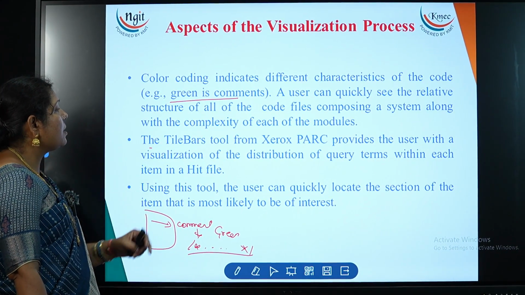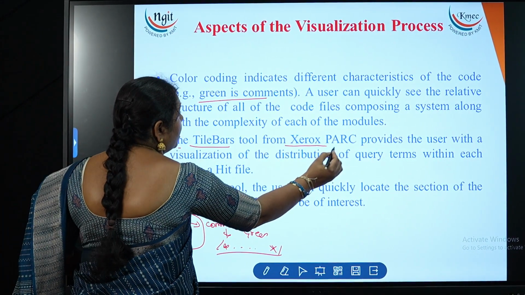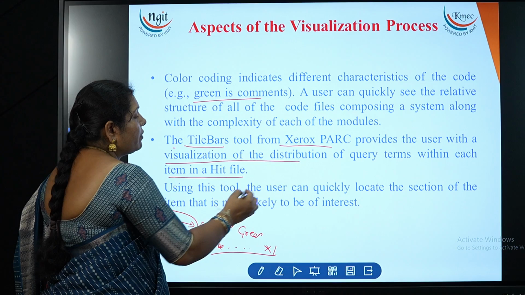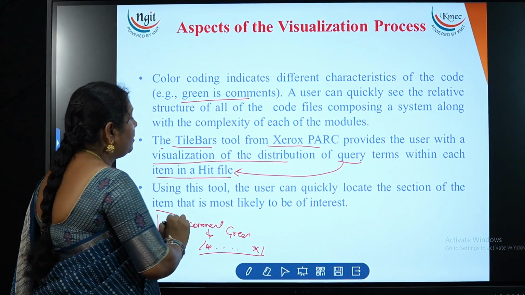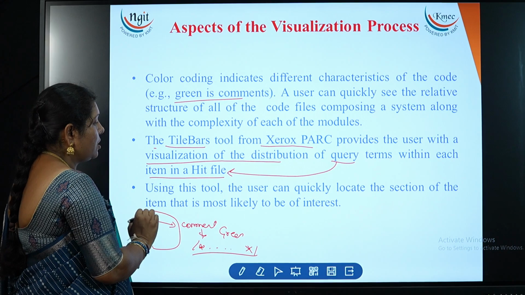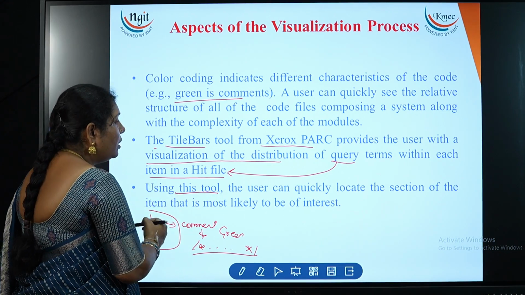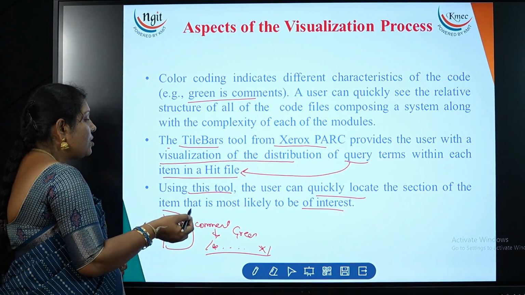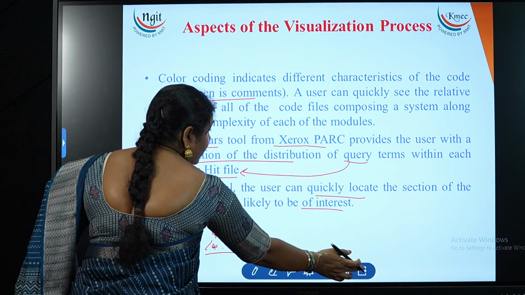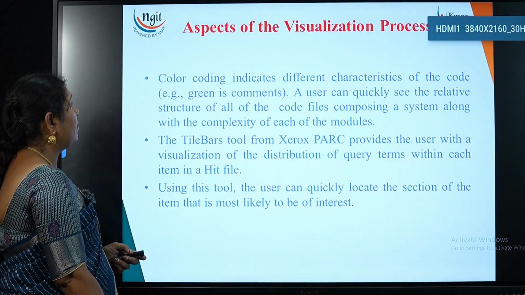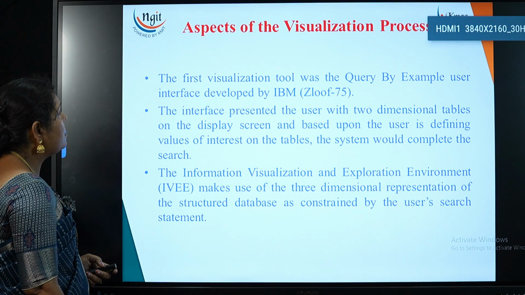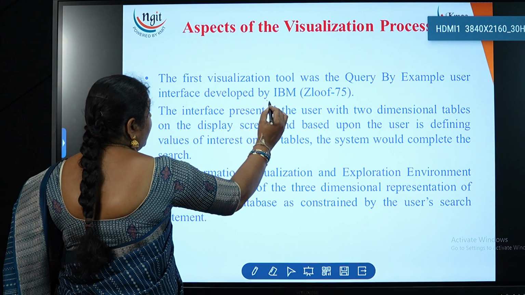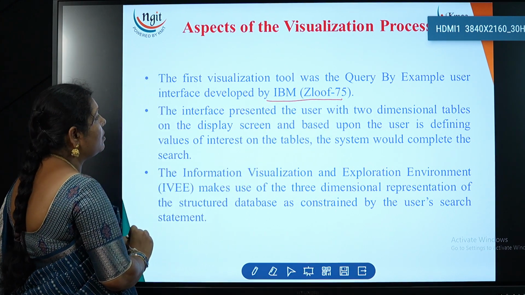Next one is, if you take the example of title bars, the tool from Xerox PARC provides a distribution of query items with each item in the hit file. So whatever query I have written, what is the query for that particular hit file will be displayed. And what is the advantage of this tool? It can easily locate the section you want. Suppose what I am checking, I can easily identify with the help of the query which is relevant and related to the document. And the first visualization tool, Query by Example, was developed by IBM, called Zloof, in 1975.